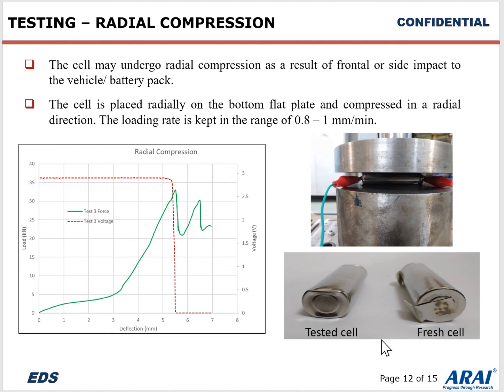Here at the bottom we can see that two cells are there, one is the tested one and one is without any deformation. This is the load cell where your cell is kept, and through the wires we will measure the voltage. The change in voltage is the parameter which can tell us about the rupture of the separator. From the graph we can see that it can be divided into three stages.